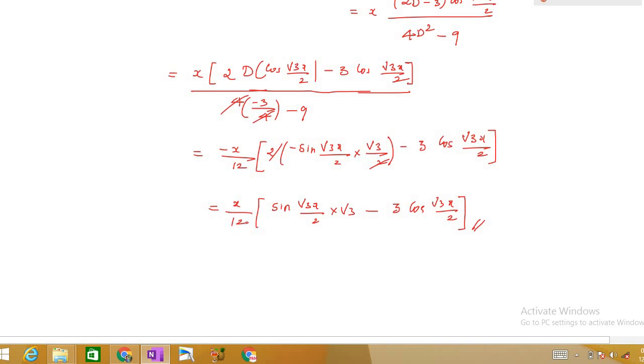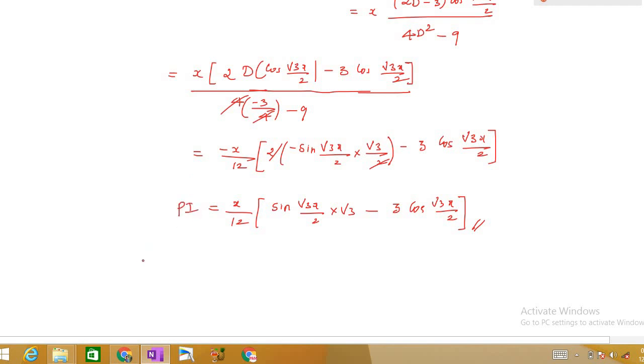For example, you can write 12 as 4 into 3, and you can bring 3 inside. Here we have by 3, here we have by 3, and this 3 will get cancelled. Here we have denominator 3, so you can write this as root 3 into root 3, and then you can cancel root 3 here. You can also do more simplification, but I'll stop at this.